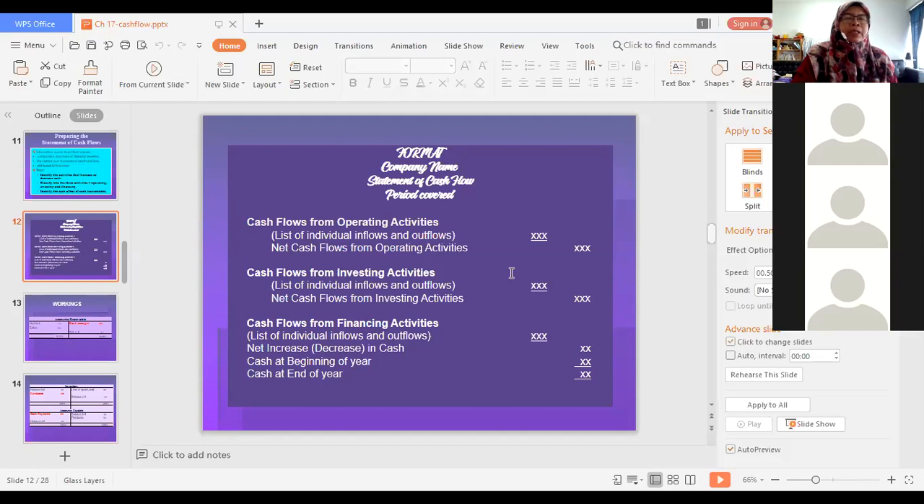Sebelum ni, in SOPL, apa yang dah kita buat dekat depreciation? We have deducted the amount, right? Dekat dalam SOPL, depreciation is an expense. So kita dah tolak. But since this depreciation does not involve cash, what should we do? Nak bagi dia sama dengan cash? Lastly, kita dah tolak. So now what should we do? We should add back the amount of depreciation.